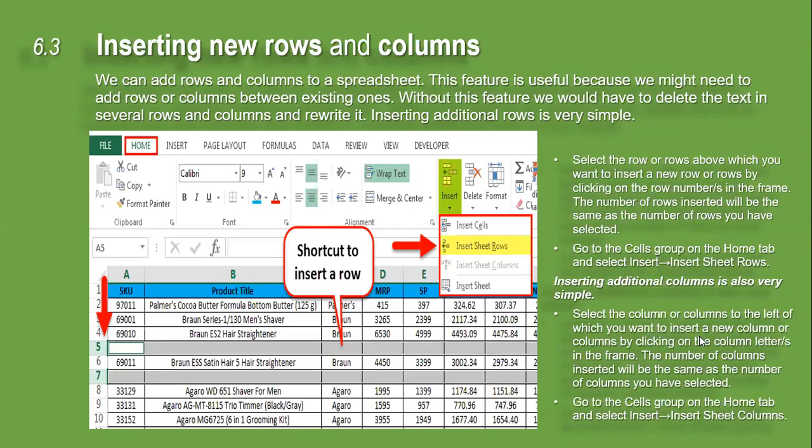Select the columns to the left of which you want to insert a new column or columns by clicking on the column letter in the frame. The number of columns inserted will be the same as the number of columns you have selected. Go to the cells group on the home tab and select insert sheet columns. Let's see how it works.